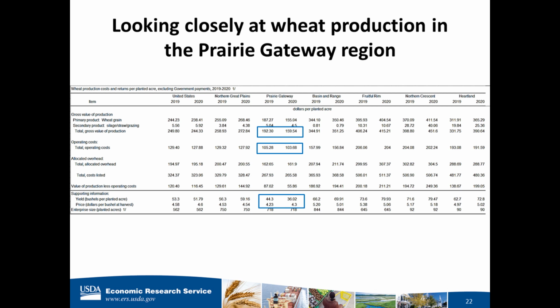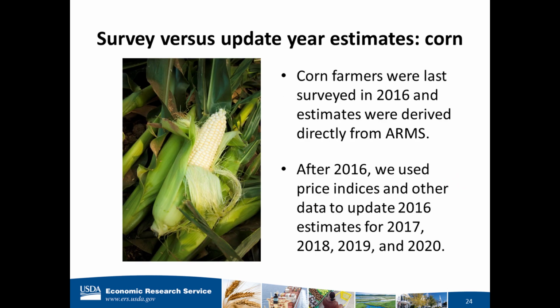So over here, it again comes to the story of yields. Yields went from 44 bushels per planted acre to 36.02 bushels per planted acre, while the price for wheat actually increased. So what's really driving this is a change in yields.